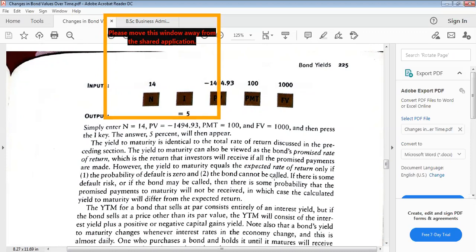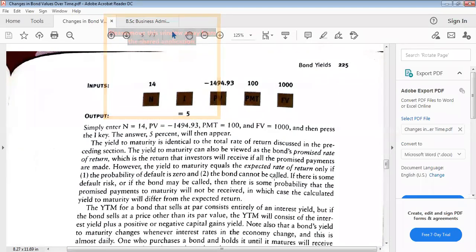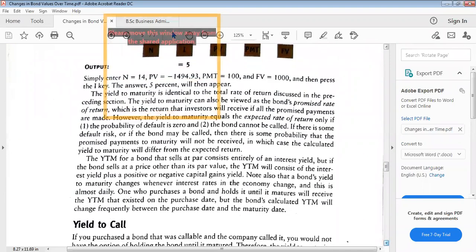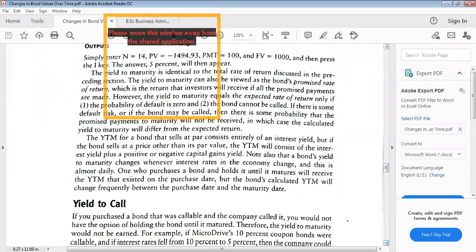All right. If there is some default risk or the bond may be called, then there is some probability that the promised payments to maturity will not be received, in which case the calculated yield to maturity will differ from the expected return. The yield to maturity for a bond that sells at par consists entirely of an interest yield, but if the bond sells at a price other than its par value, the yield to maturity will consist of the interest yield plus a positive or negative capital gains yield.